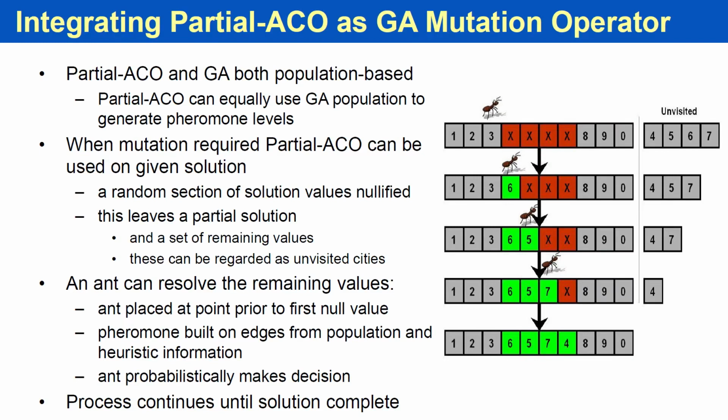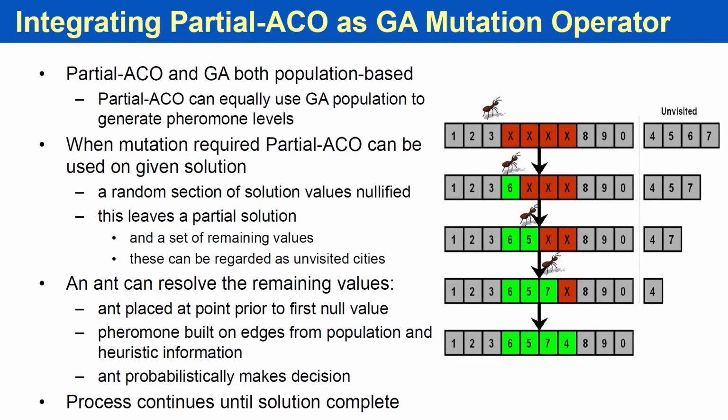And so we position an ant at city 3. It's then got to make a choice from 4, 5, 6, or 7. It chooses 6, which you can see in green there, and then the ant moves to that city and repeats the process. This repeats until it builds a complete solution. And as I say, it can use pheromone from the entire population of GA solutions rather than just a couple of them, which crossover would use, and it can use heuristic information.